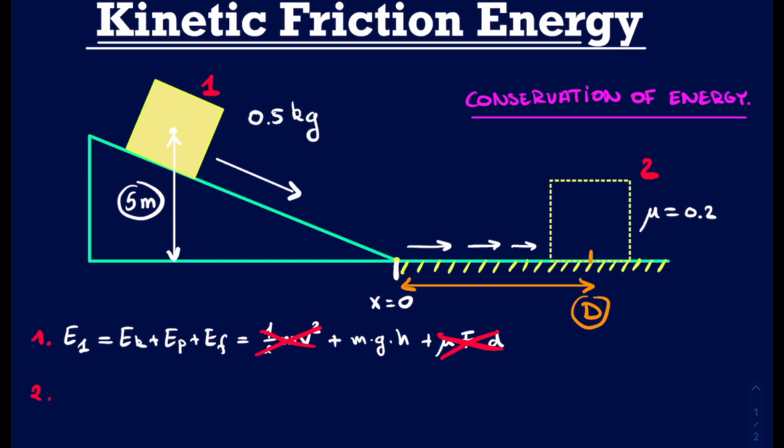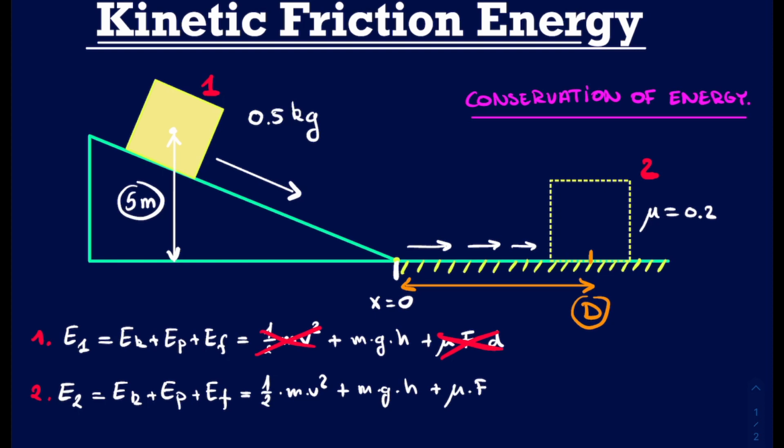In the second scenario, the block will have slid across this plane and has come to a halt. Then the energy of this scenario in general is the kinetic energy plus the potential energy plus the frictional energy. And this is again 1/2 times m times the velocity squared, plus m times g times h for the potential energy, plus mu times F, the normal force, times d, the distance over which the object has slid.